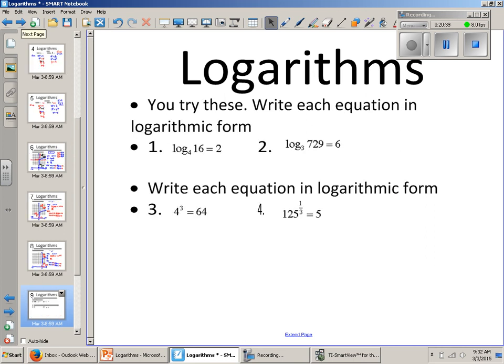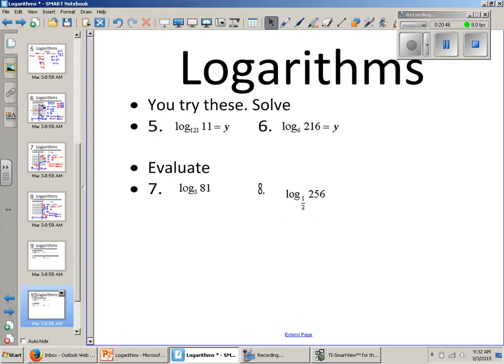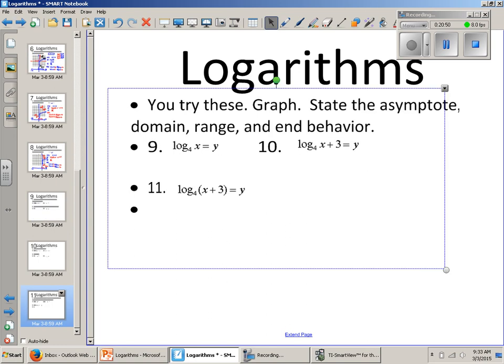Okay, I got a few problems for you to try. Here's some more for you to try. And then graph these 3 problems.